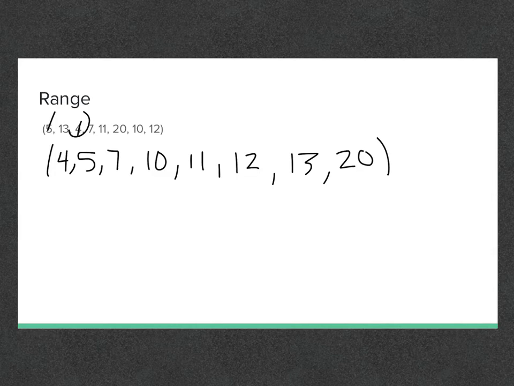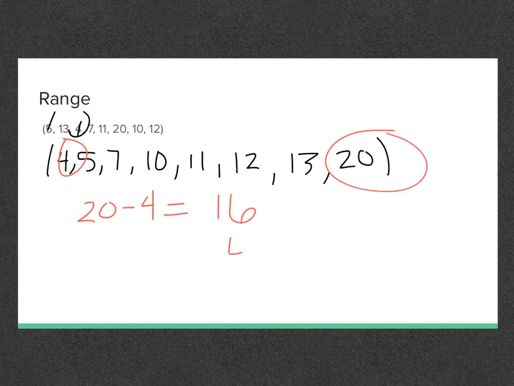What I want to do is find my highest number and my lowest. Well, my highest is 20 and my lowest is 4, so I'm going to take 20 and subtract 4, and that is going to give me my range, which is 16. It means from my lowest value to my highest value, I have a range of 16, and this just shows us the spread of our data. So the range really shows us the spread.